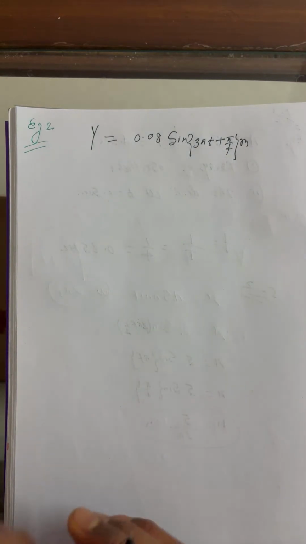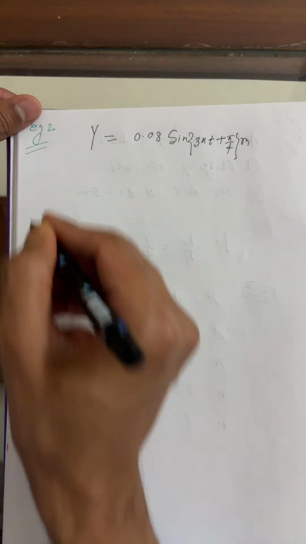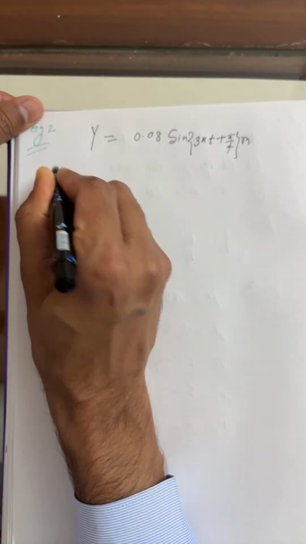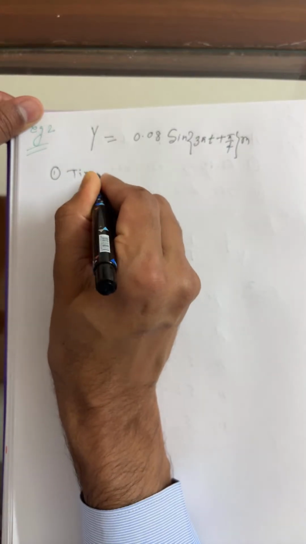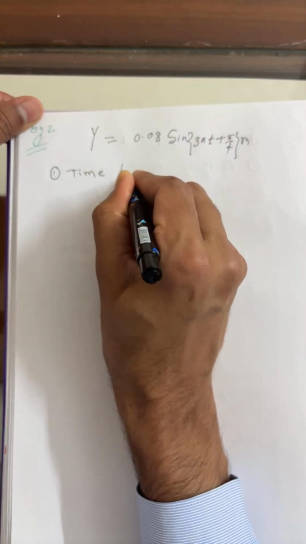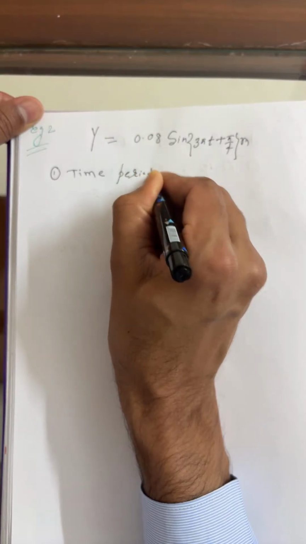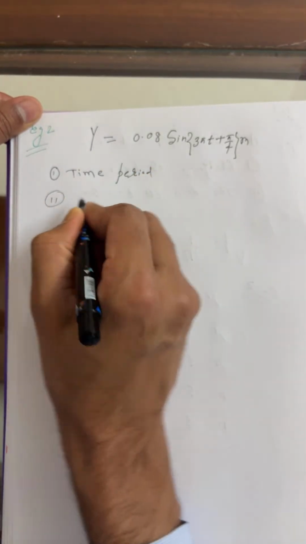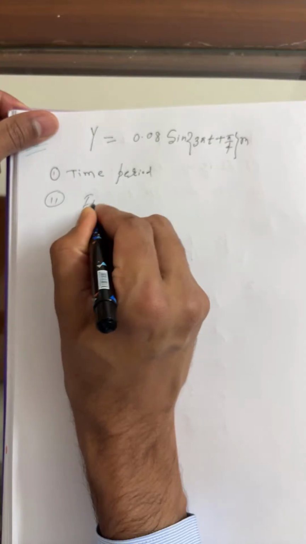Now you can see what we have to calculate for this question. First, you have to calculate the time period. Find the following: the time period. Next is the initial phase.